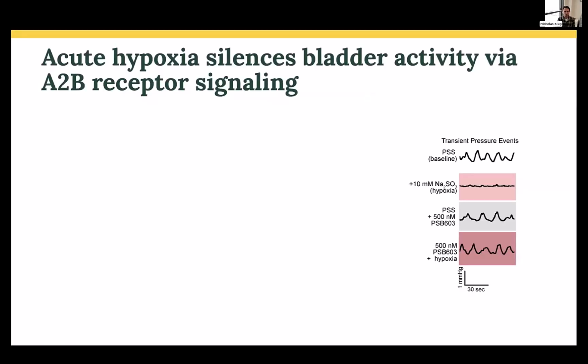And so when we expose the bladder to hypoxia, here's normal bladder activity, these transient bladder events, we see a complete silencing of the bladder. And again, when we pre-treat with this A2B blocker, it looks a lot like the control conditions, and then we subsequently expose the bladder to these hypoxic conditions, we see that this silencing effect is completely blocked. So it looks like the acute hypoxic effects of silencing the bladder are mediated almost solely through the A2B receptor.